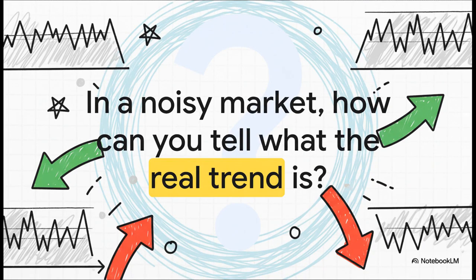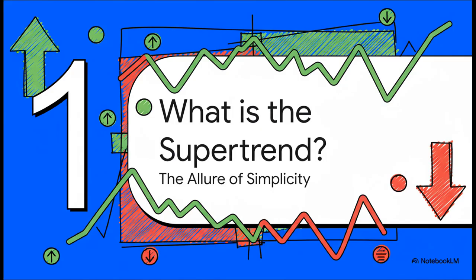You know the feeling, right? You're staring at a price chart and it's just a mess. It's jumping all over the place. Is the market going up? Is it going down? Sideways? Who knows? It feels totally random. Well, that chaos, that's what traders call market noise. And the Supertrend Indicator was literally designed to cut right through that noise and show you what's really going on with the trend.